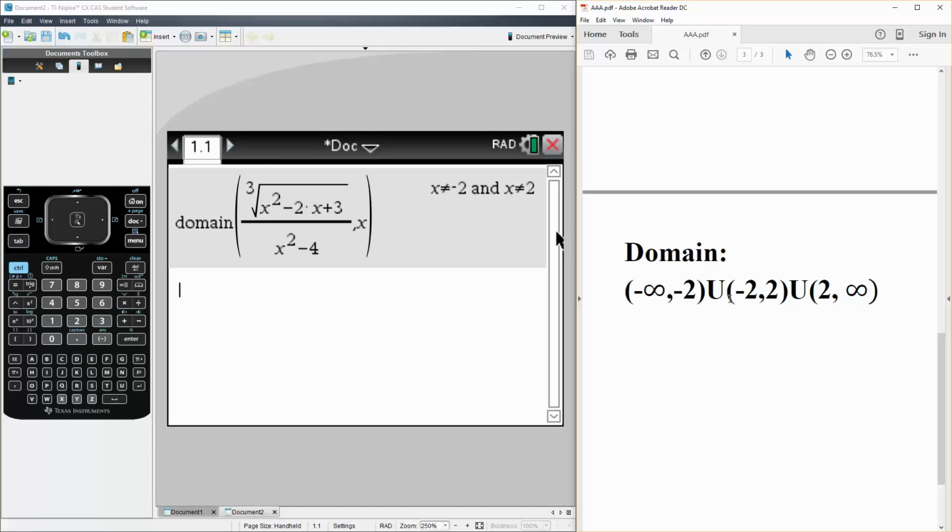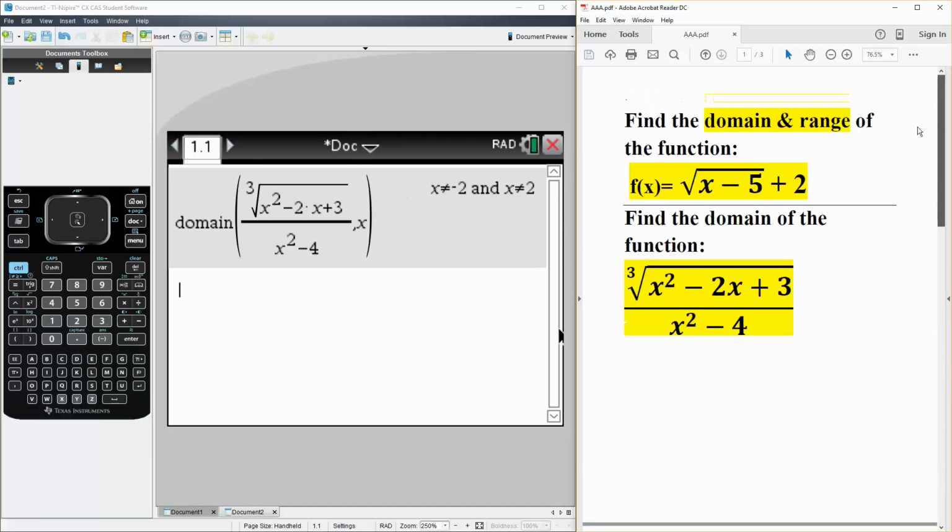That means we have additional terms. Parentheses, negative 2, comma, 2. So our numbers could be negative 1. It could be 0. It just can't be negative 2. It can be 1, it could be 1.999 for that matter. Next, we do another union because it continues even further. Parentheses, 2, comma, infinity, because we could go all the way to infinity. And so this is the domain for this problem.